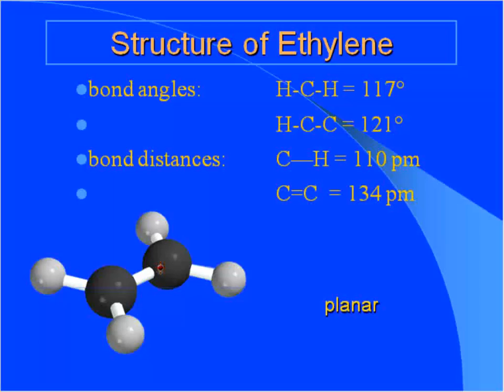sp2 hybridization means 120-degree angle, but that is only approximate. It can be accurate also if on all sides we have similarities. Here, on all sides we haven't got similarity. Hydrogen, hydrogen, carbon. So the three bonds are not 100% the same. So there is a little deviation from 120, and that you can see here, 117, 121.